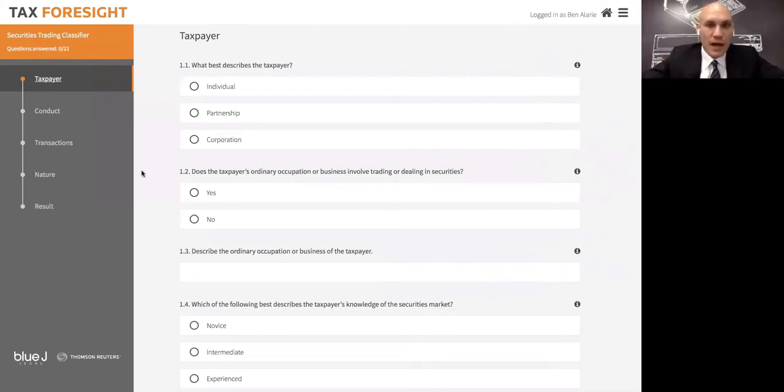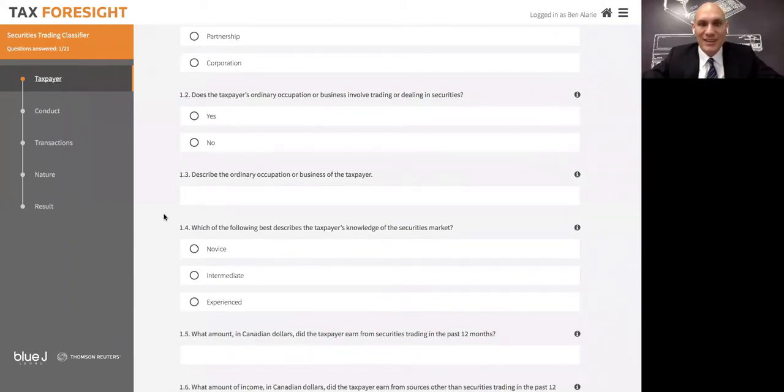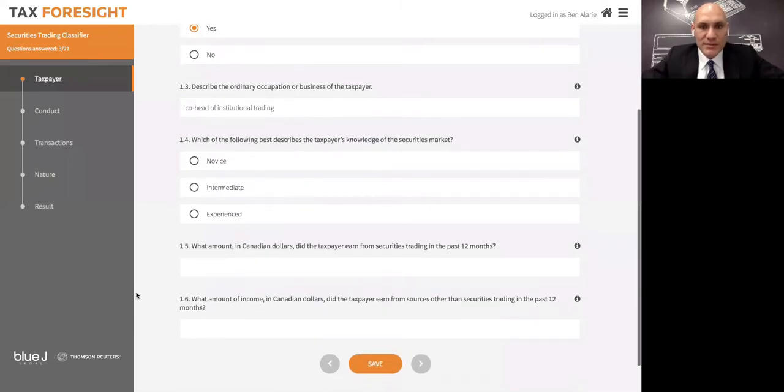Okay, so hopping right in, what best describes the taxpayer? Mr. Foot's an individual. Does the taxpayer's ordinary occupation or business involve trading or dealing in securities? Yes. I mean, he works at this finance firm, and this is going to be an important aspect. What's his ordinary occupation? Co-head of institutional trading.